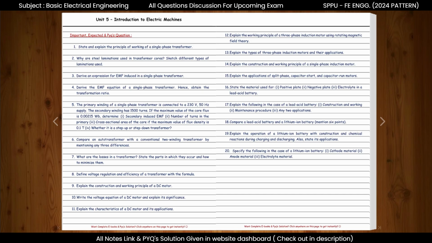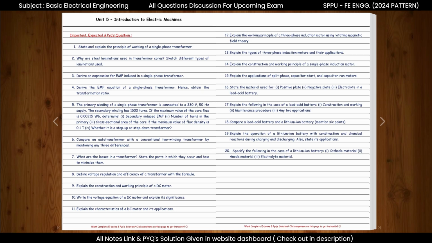Alright, let's move on to our next important topic. Compare a lead-acid battery and a lithium-ion battery by mentioning 6 points. A lithium-ion battery is lighter, has higher energy density, charges faster, has longer life, requires less maintenance, and is more eco-friendly compared to a lead-acid battery.